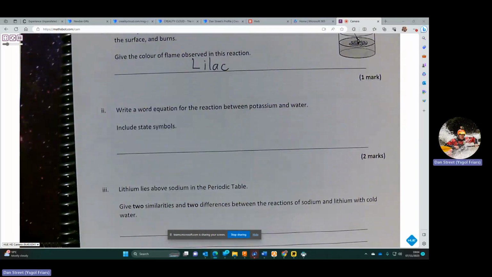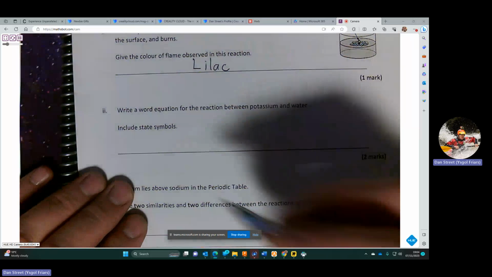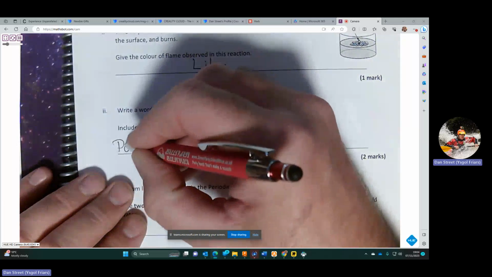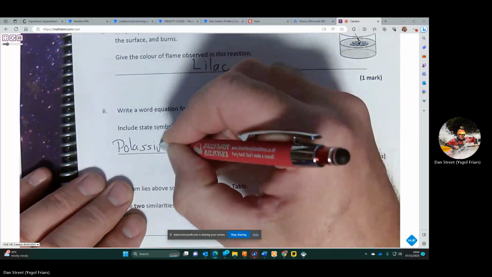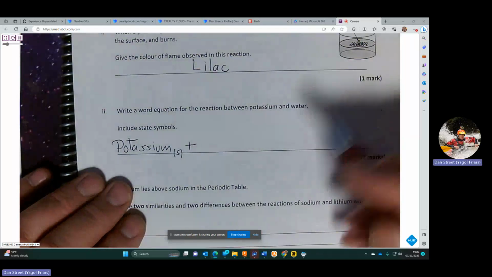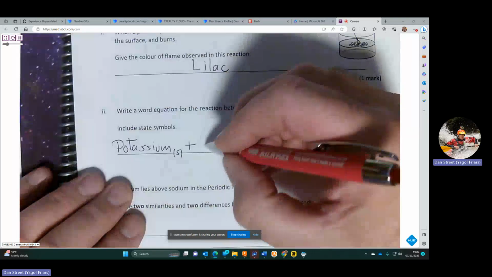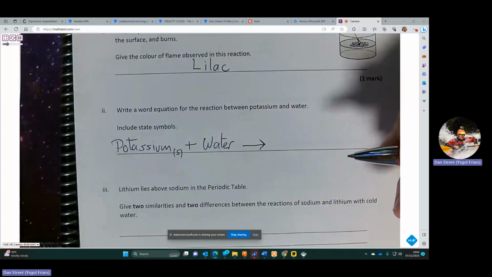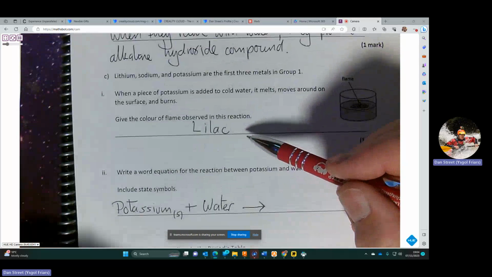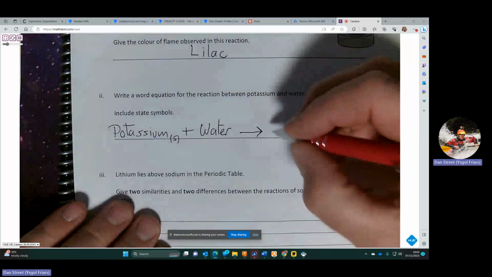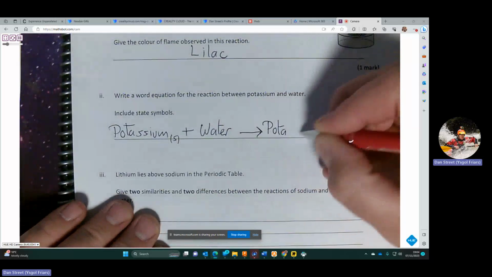And it says, write a word equation for the reaction between potassium and water. Include state symbols. Okay, so a word equation, as it says, is for the words. So it'd be a good idea to start with potassium. And potassium is a solid, and that reacts with the water. Okay, so it says potassium and water here. These are the reactants. And those two things react together. And we just said previously that when they react with water, they produce alkaline hydroxide compounds. So we would expect to see potassium hydroxide.